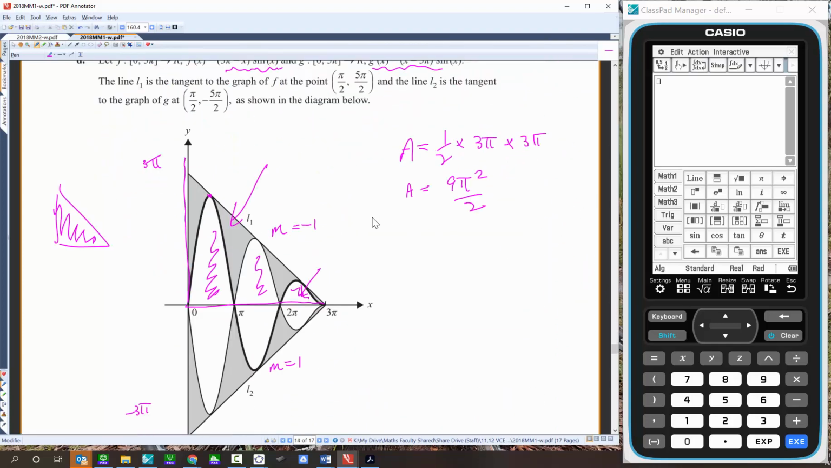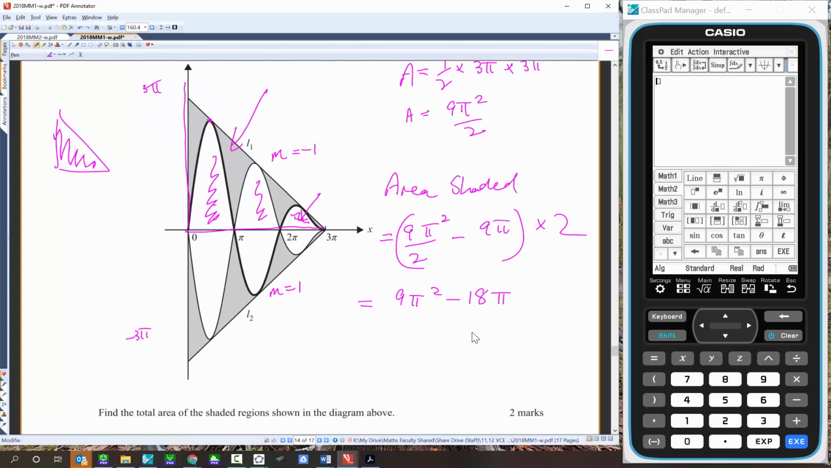So if we go down here, what we're going to do is note that this shaded area here is going to be, so area shaded is equal to the area of the triangle, subtract the area of these parts here, which I just worked out was 9 pi, and then we're going to multiply the result by 2 because it's double that. Okay, so what that's going to be is, we multiply it by 2, it's going to be 9 pi squared, take away 18 pi units squared.